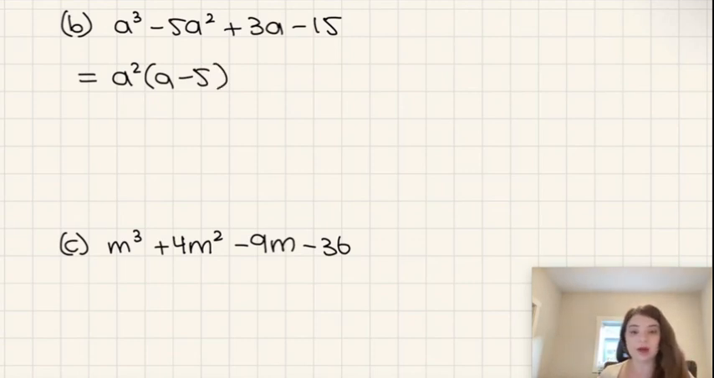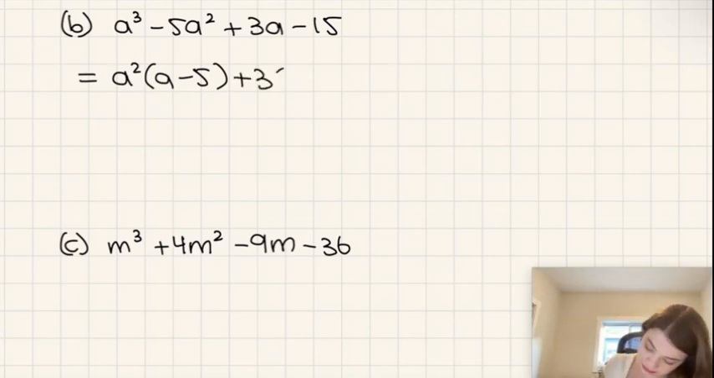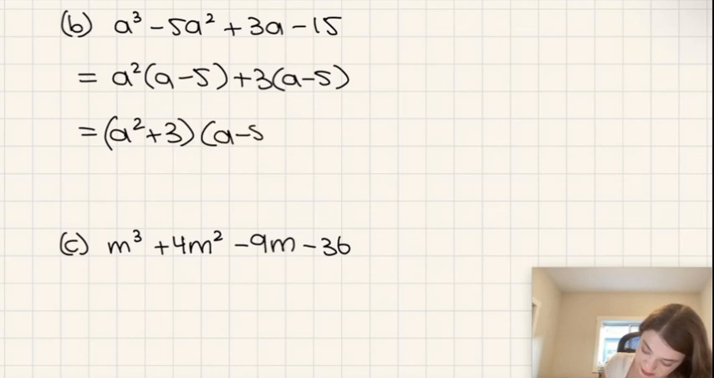a squared times negative 5 is negative 5a squared. Then what is the greatest common factor between 3a and negative 15? Well, that'd be 3. And now we can common factor out the a minus 5. And this is what we end up with.